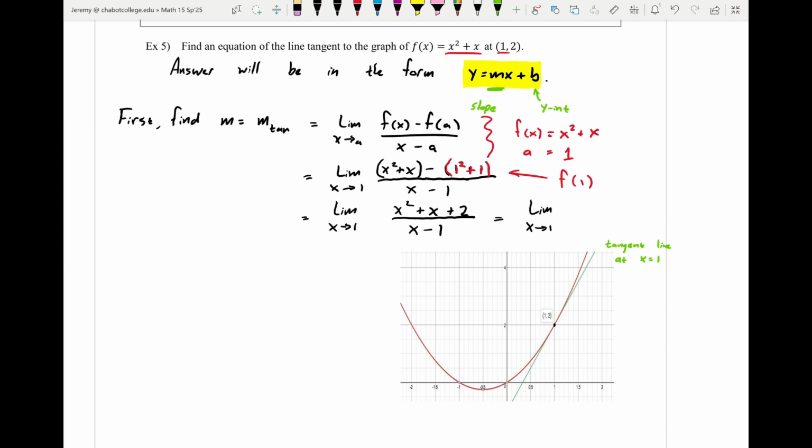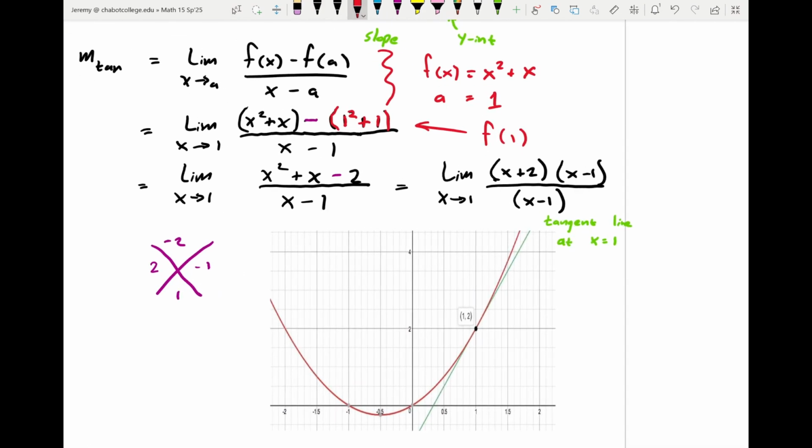If I factor the numerator, right, you could do a little diamond method. What two numbers multiply to 2 and add to 1? Sorry, this should be negative 2. Right, it was minus f of a. So what two numbers multiply to negative 2, add to positive 1? I think 2 and negative 1. Right, so I can factor the numerator to x plus 2 times x minus 1, and the denominator is x minus 1.